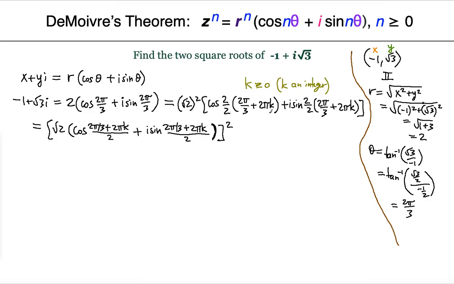We need that because we're going to need different k values for the sake of having unique square roots, right? Because we want more than one. We want 2 square roots. For this reason, we're going to use k value of 0 and k value of 1.